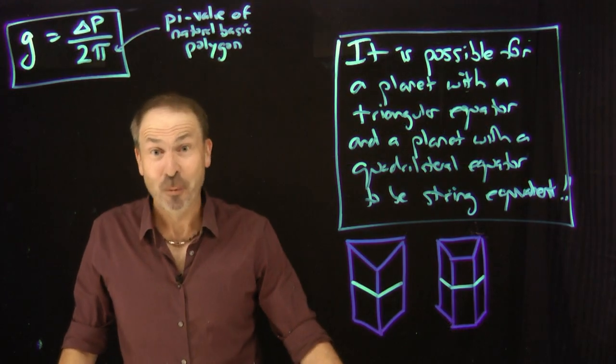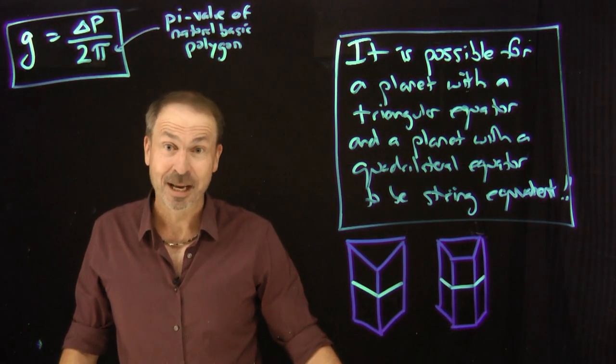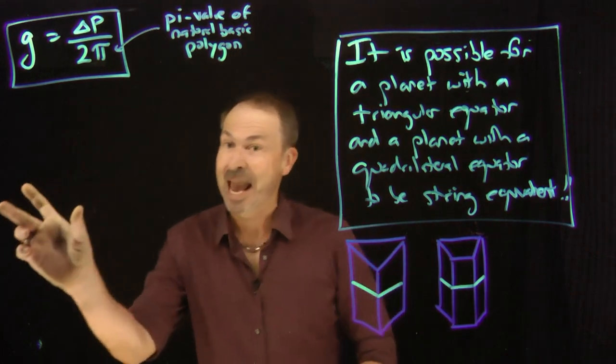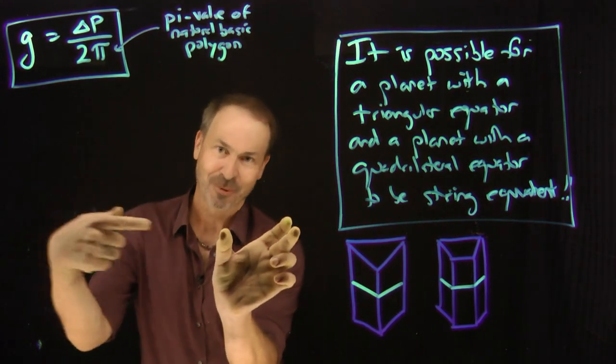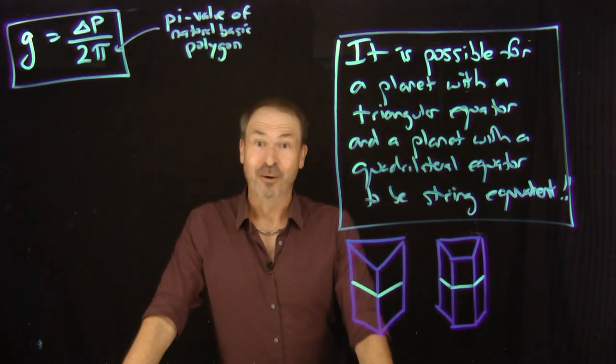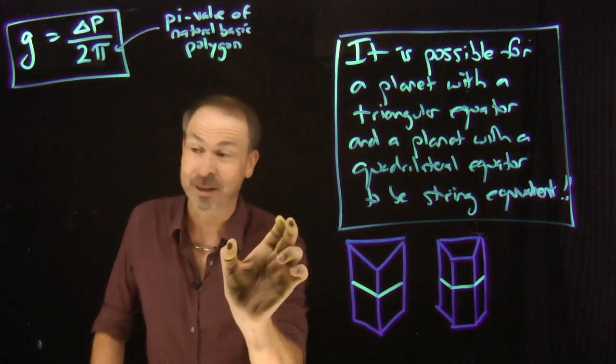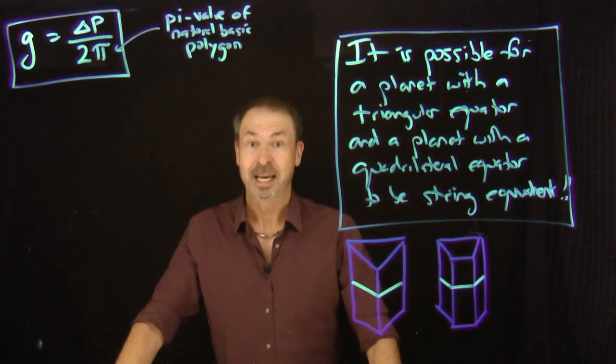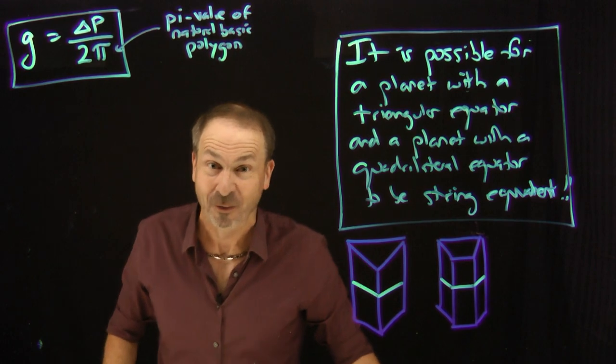Last section we showed that if two planets have angular equivalent equators, then they're sure to be string equivalent. Angular equivalence implies string equivalence. Turns out the converse is not true. String equivalence does not imply angular equivalence. It way doesn't imply angular equivalence.